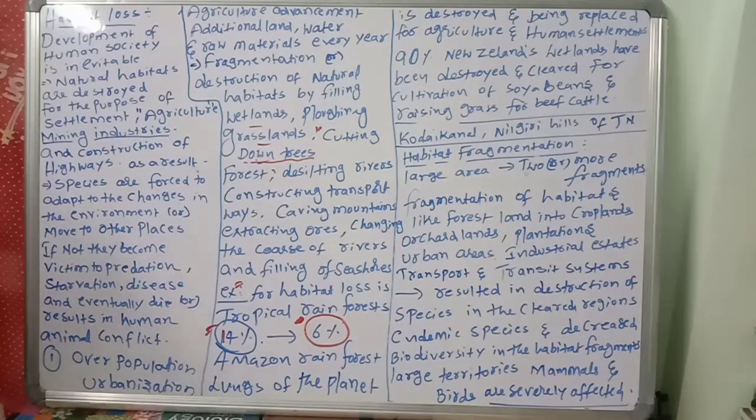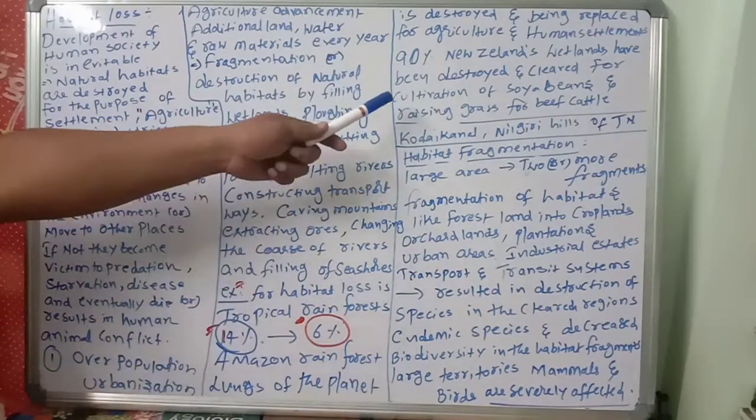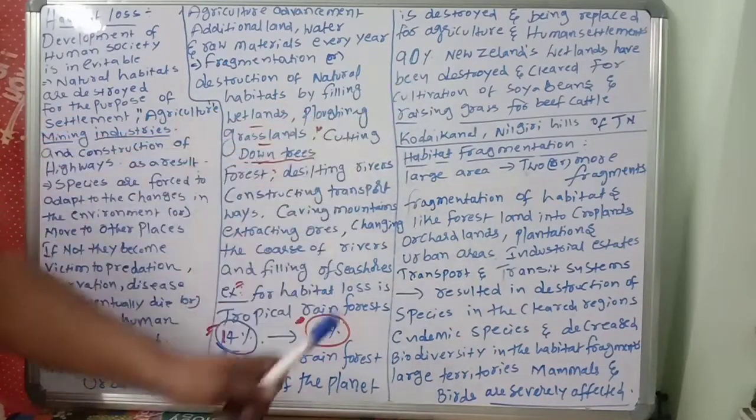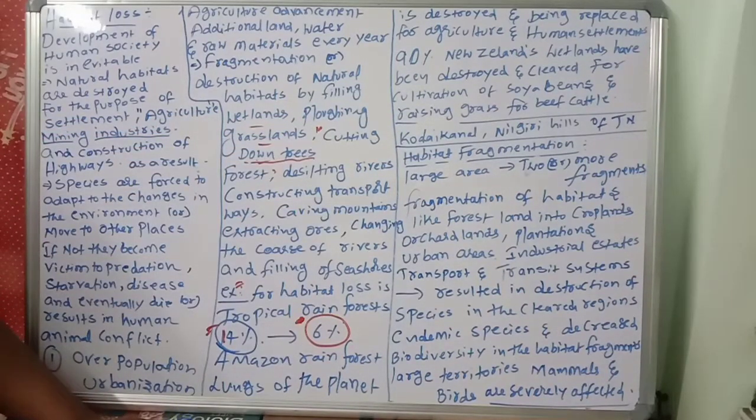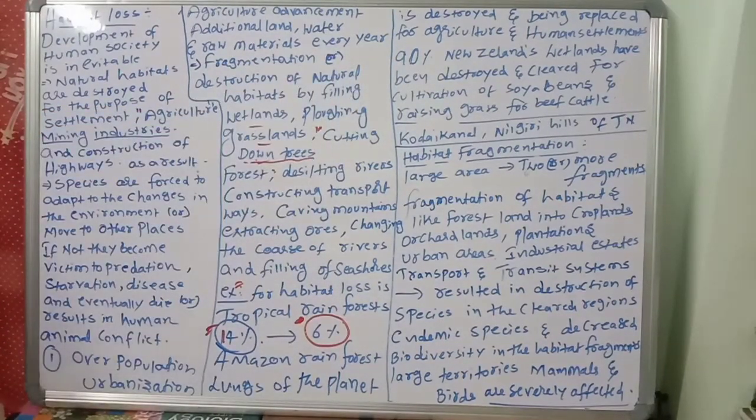Come to another example of habitat loss. 90% of New Zealand's wetlands have been destroyed, cleared for cultivation of soya beans and raising grass for beef cattle. How much? 90% of New Zealand's wetlands completely damaged. What is the simple reason? Only for soya beans and grass for beef cattle.